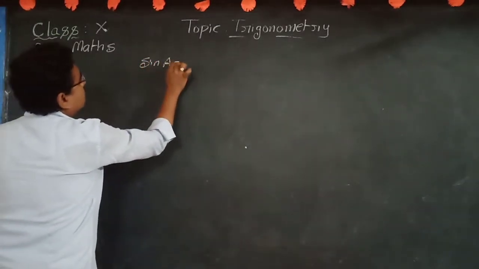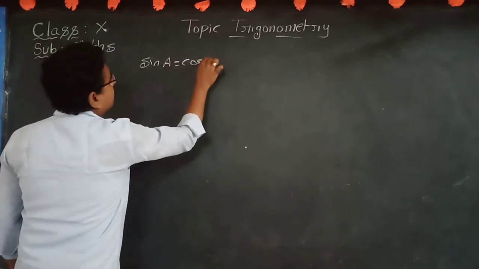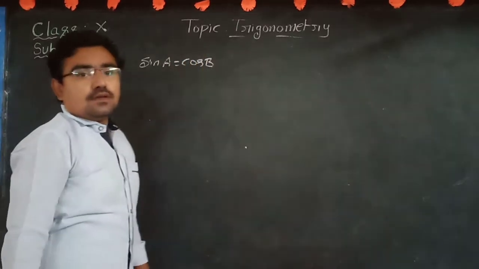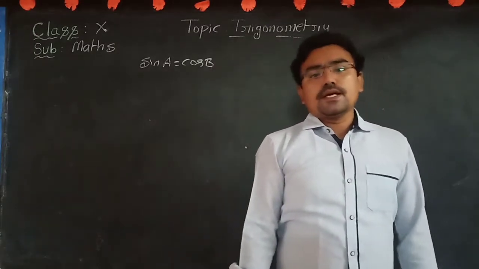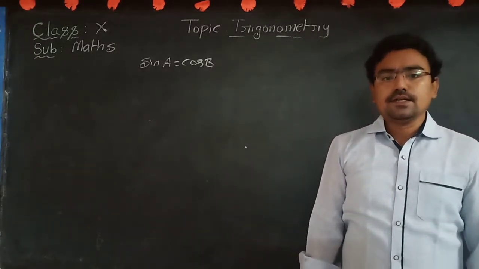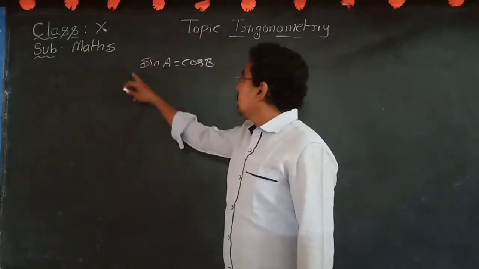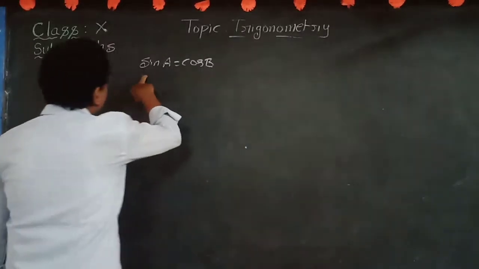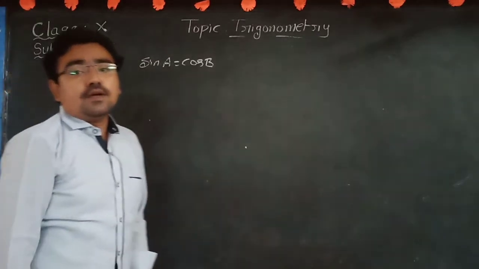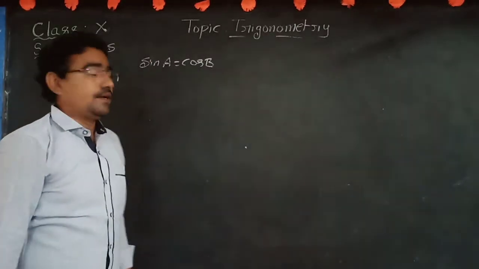Sine A equals cos B. If sine A equals cos B, then prove that A plus B equals 90 degrees. What is the condition? What is given? Sin A equals cos B. These two ratios are given as equal. What do we have to show here? A plus B equals 90.